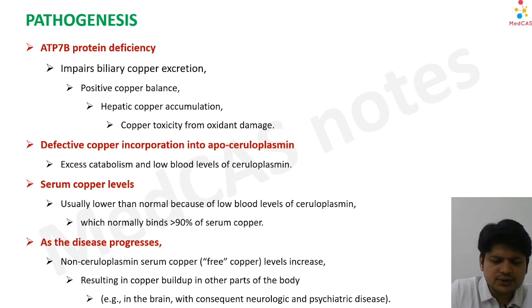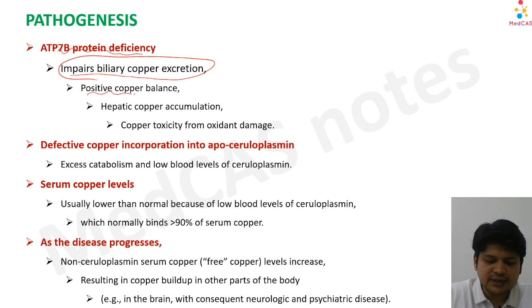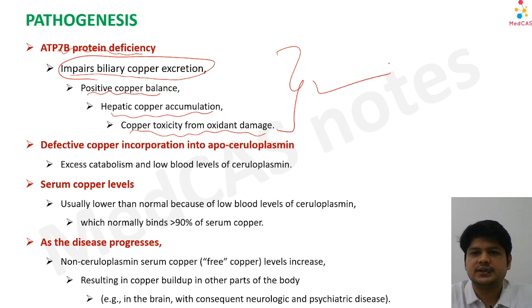Okay. So ATP7B protein deficiency impairs the biliary copper excretion, right? The copper is not getting excreted through the bile. The biliary copper excretion is blocked, which means the copper stays inside the cell, which leads to positive copper balance, hepatic copper accumulation, and copper toxicity from oxidant damage. This is the crux, right? So that's why I'm saying that if we get the pre-symptomatic phase and we start treating and things go well, we will not allow this copper toxicity to develop. If that does not develop, the world is really good, right? So that's a very simple thing.